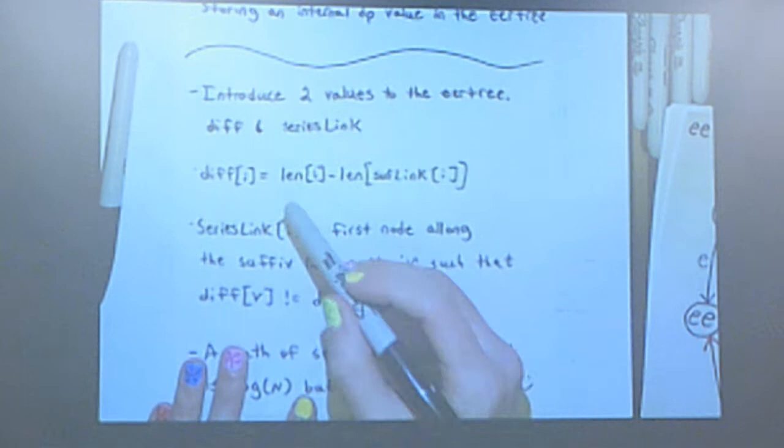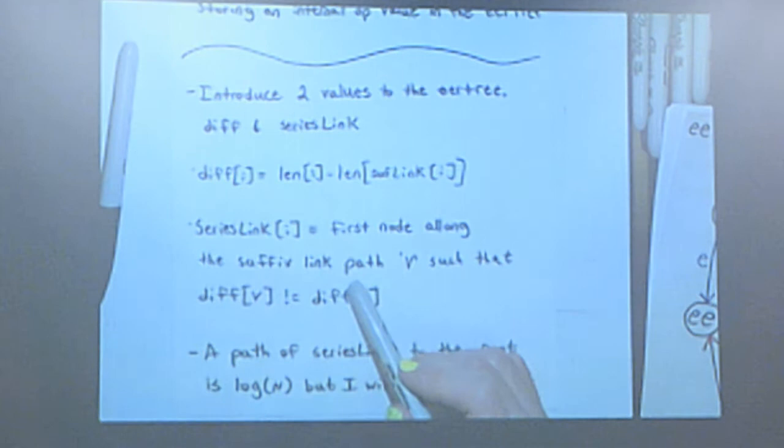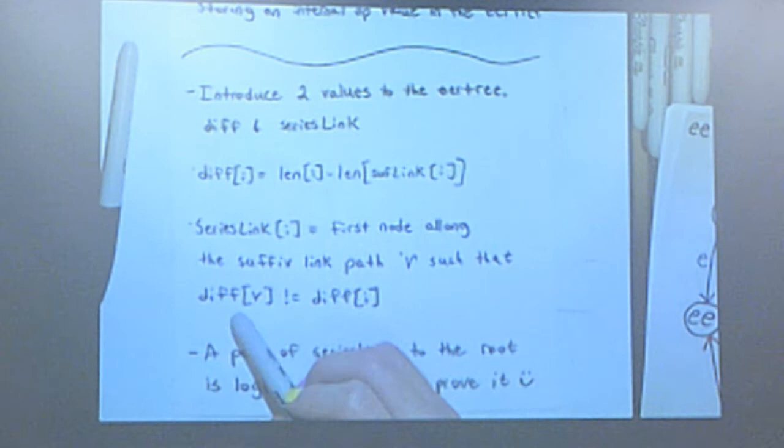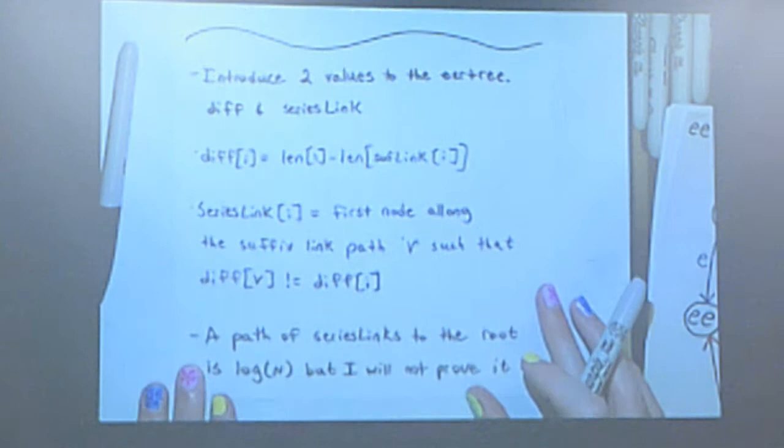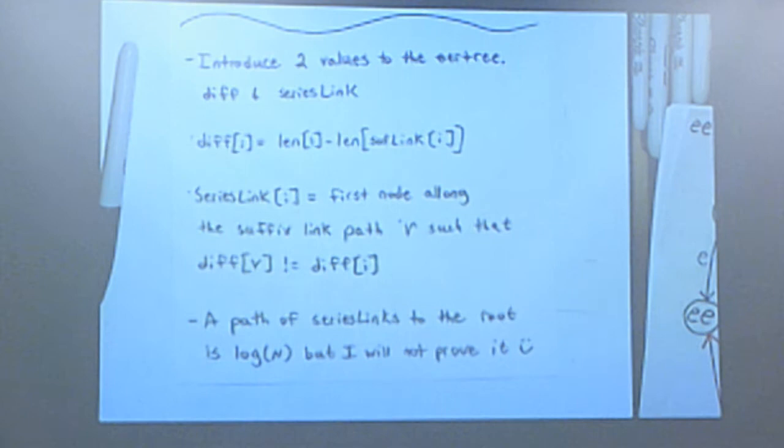And then the series link of i is going to be the first node v along the suffix link path such that the diff of v is not equal to the diff of i. I will not prove it, but the path of series links to the root is going to be log n deep. The paper doesn't even prove it. It links to some other paper, some other lemmas.